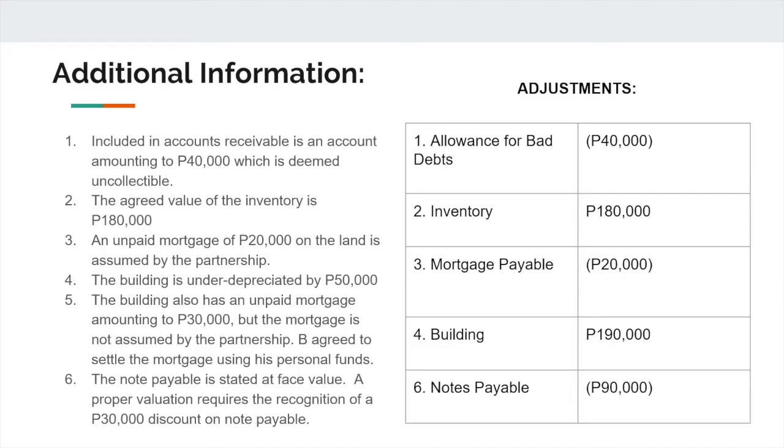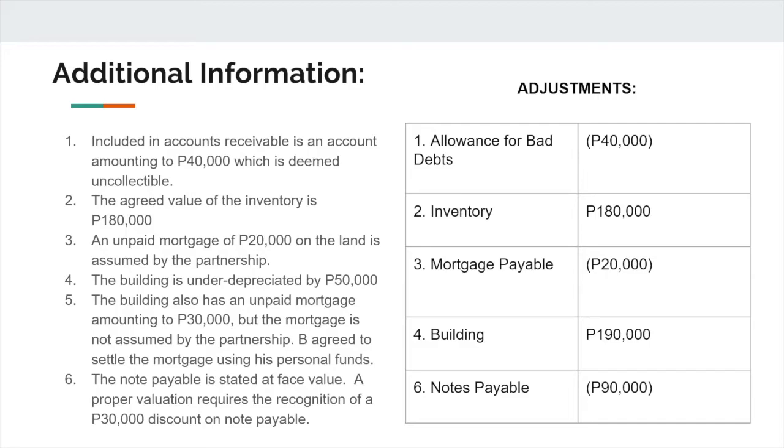Number five, the building has an unpaid mortgage amounting to 30,000 pesos, but the mortgage is not assumed by the partnership. B agreed to settle the mortgage using his personal funds. So since the unpaid mortgage is not assumed by the partnership, this will not be included in the adjustments, because B agreed to settle it using his personal funds, and there will be no adjustment to it.